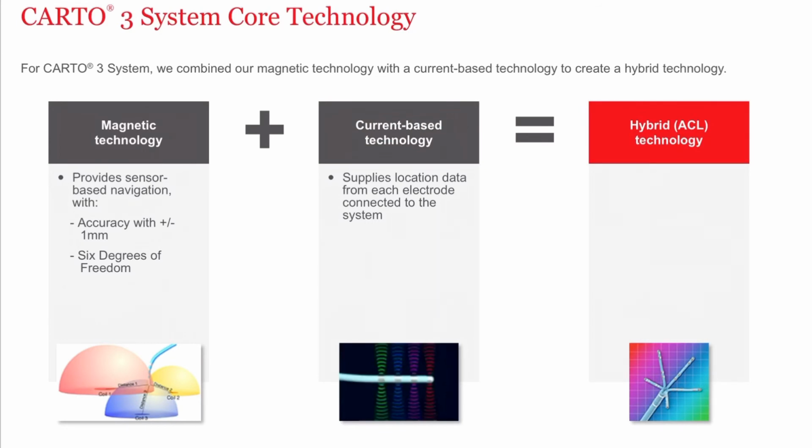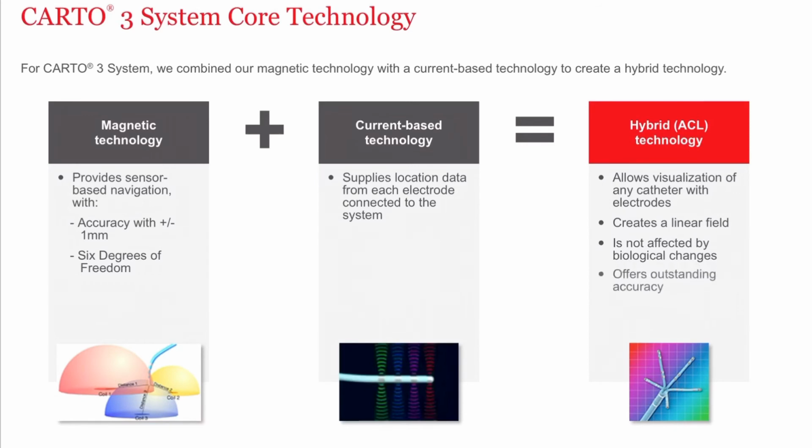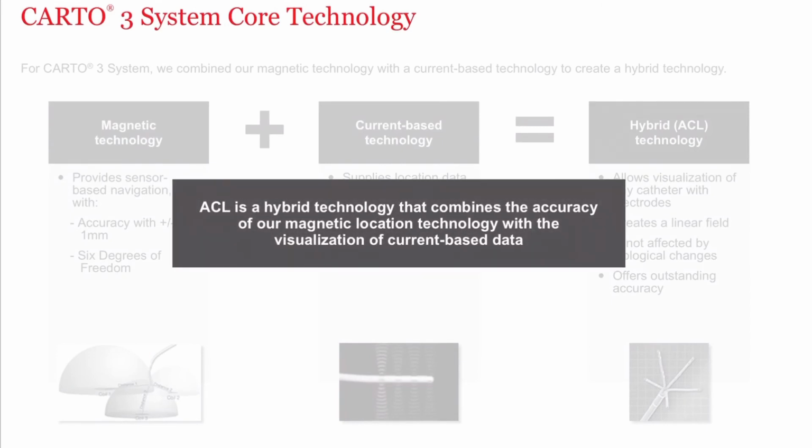What this means is that once the visualization matrix is created with one of our location sensor-based navigational catheters, then any electrode catheter by any manufacturer can be visualized on our system. This technology creates a linear field, avoiding the potential distortion on the edges associated with impedance-based technology. Our technology is not affected by biological changes, and it offers outstanding accuracy in catheter visualization. ACL is a hybrid technology that combines the accuracy of our magnetic location technology with the visualization of current-based data.